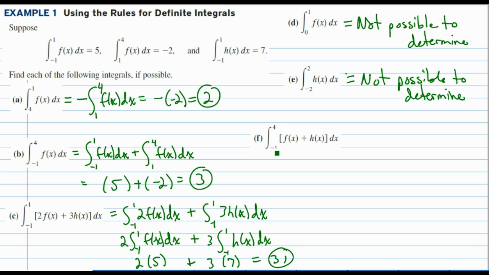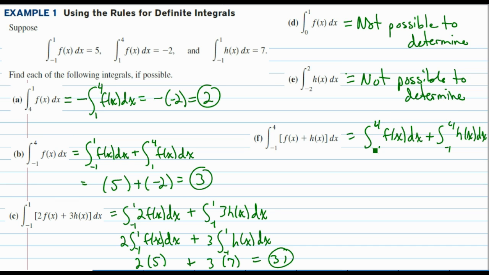Part F, the antiderivative from -1 to 4 of f of x plus h of x dx. Well, I can separate the f of x and h of x bit here, so -1 to 4 of f of x dx plus the antiderivative from -1 to 4 of h of x dx.